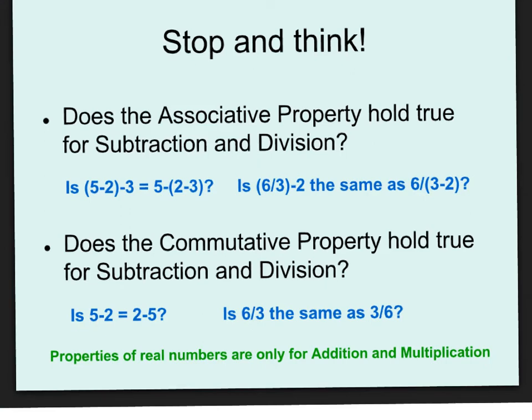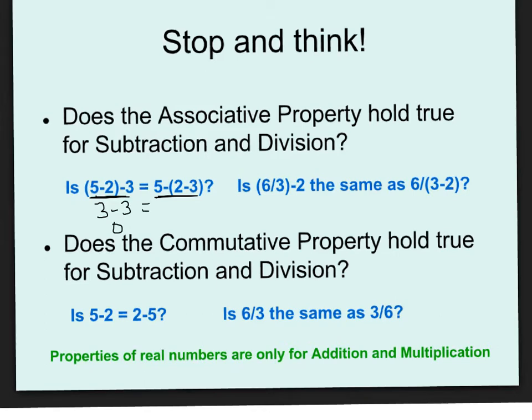Alright, so now we have a question for you, and that is, does the associative property hold true for subtraction and division? The associative property, remember, has to do with grouping. So if we subtract using this property, let's look and see what we get. We have 5 minus 2 minus 3. You want to write that down. Is that equal to 5 minus, in parentheses, 2 minus 3? Let's use order of operations to see. 5 minus 2 is 3, and 3 minus 3 is going to give me 0.